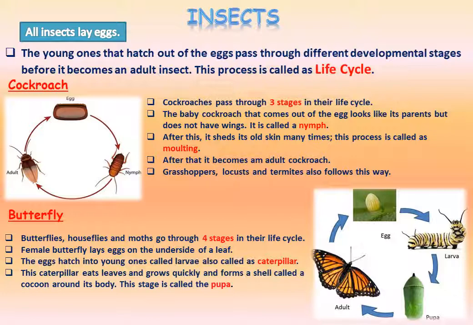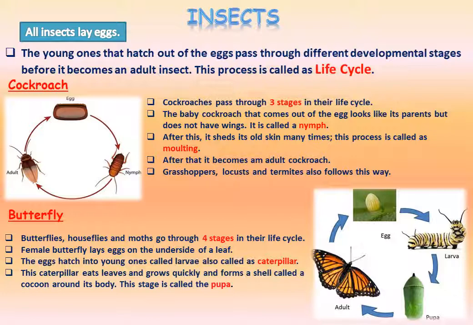Then after this, it sheds its old skin many times. What happens? This nymph will shed its skin, and this process is called molting, M-O-U-L-T-I-N-G, molting. Then after that, it will become an adult cockroach, the one that we often see in our house. Which other insects follow the same way? Let's see: grasshoppers, locusts and termites. All these three insects also follow the three stages in their life cycle.